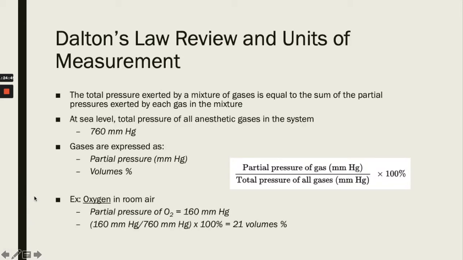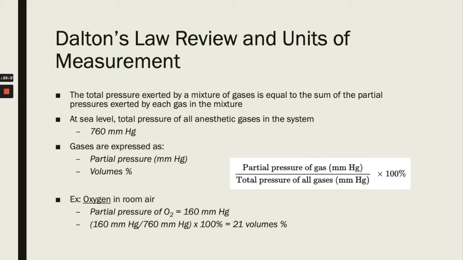All right, so Dalton's law. Just a quick review of Dalton's law and the units of measurement. Dalton's law is essentially the total pressure that's exerted by a mixture of gases is equal to the sum of the partial pressures that is exerted by each gas within the mixture. So at sea level, total pressure of all anesthetic gases within the system is 760 millimeters of mercury. And gases are expressed as partial pressure in millimeters of mercury or volumes percent.